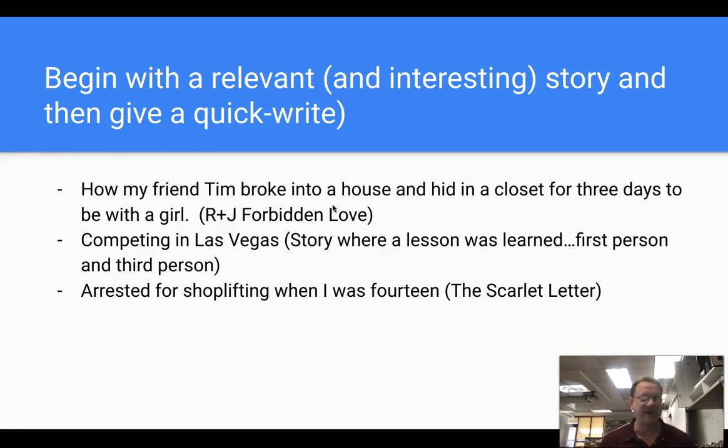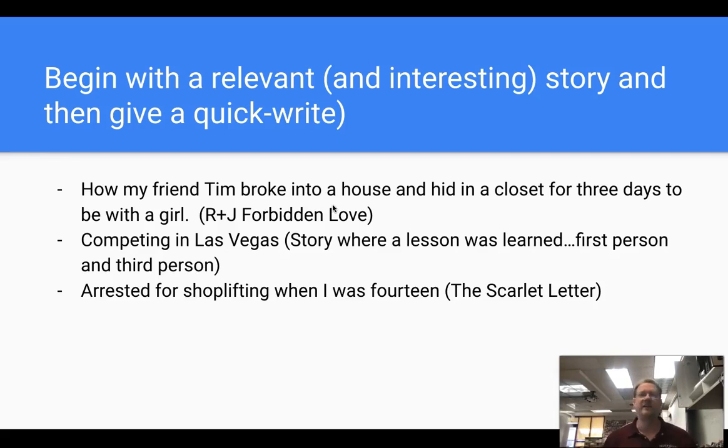I tell the story of my friend Tim, who broke into a house and hid in a closet for 3 days to be with a girl. There was a girl that he liked, and the girl liked him. And his parents said, I don't want you seeing that girl. She's a bad influence. And so he broke into her house and hid in her closet for 3 days.